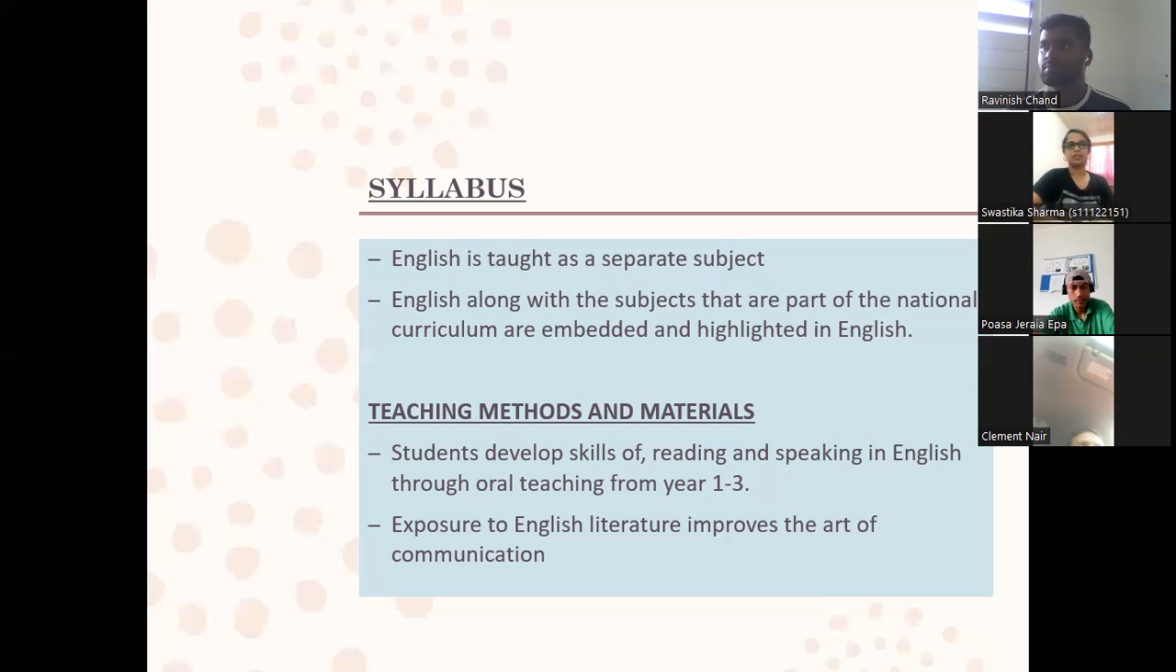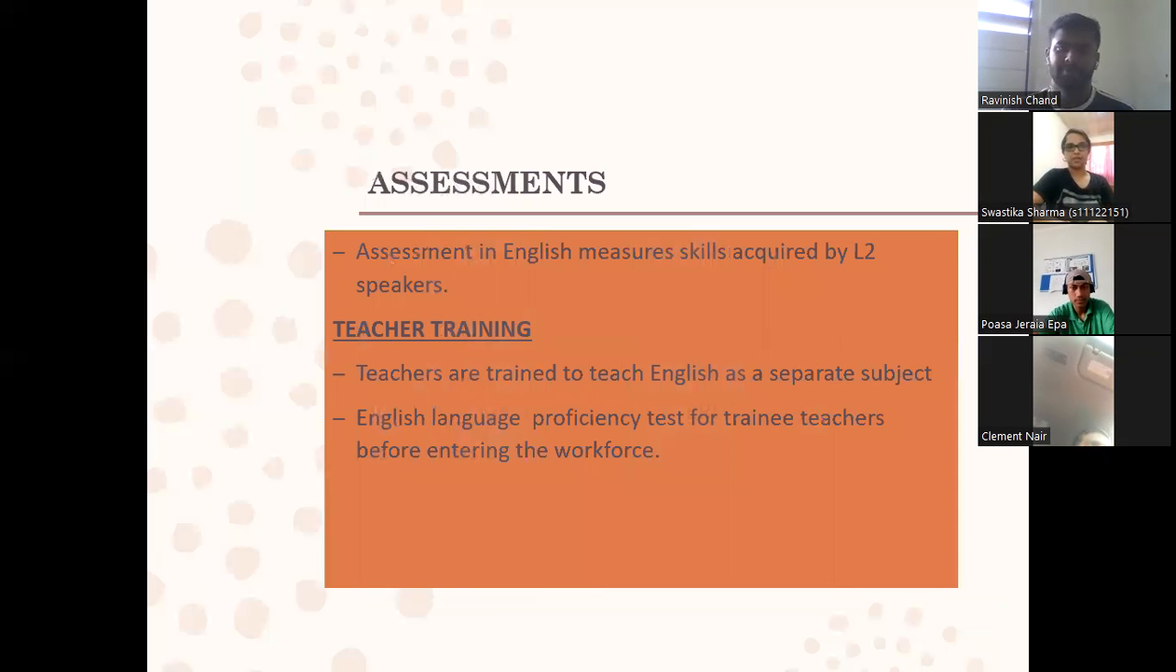Teaching methods and materials. Students develop skills of reading and speaking in English through oral teaching from year 1 to 3, and exposure to English literature improves the art of communication. Whereas assessment in English measures skills acquired by L2 speakers, teachers are trained to teach English as a separate subject. Like for us, our majors are English, so for the past 4 years we are trained how, where, and what type of teaching will be carried out to students.